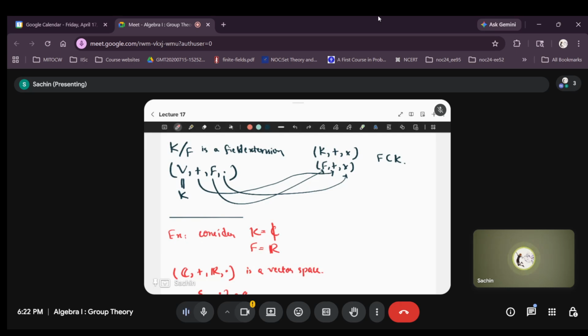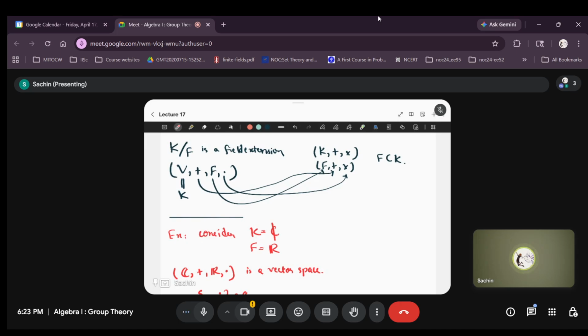Then the product of any scalar with the basis: F is a field of scalars, so 1 will be in F. One times any field element in K is the field element itself. So in the worst case scenario, you can simply consider K to be the basis. But in most cases, it can be a smaller set. So in that sense, K is a vector space over the field F.